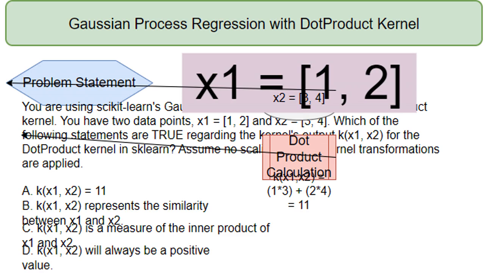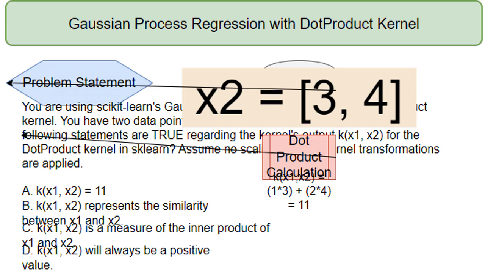We're given two data points for context. x1 is the vector 1, 2 and x2 is 3, 4. I calculated the dot product of x1 and x2.